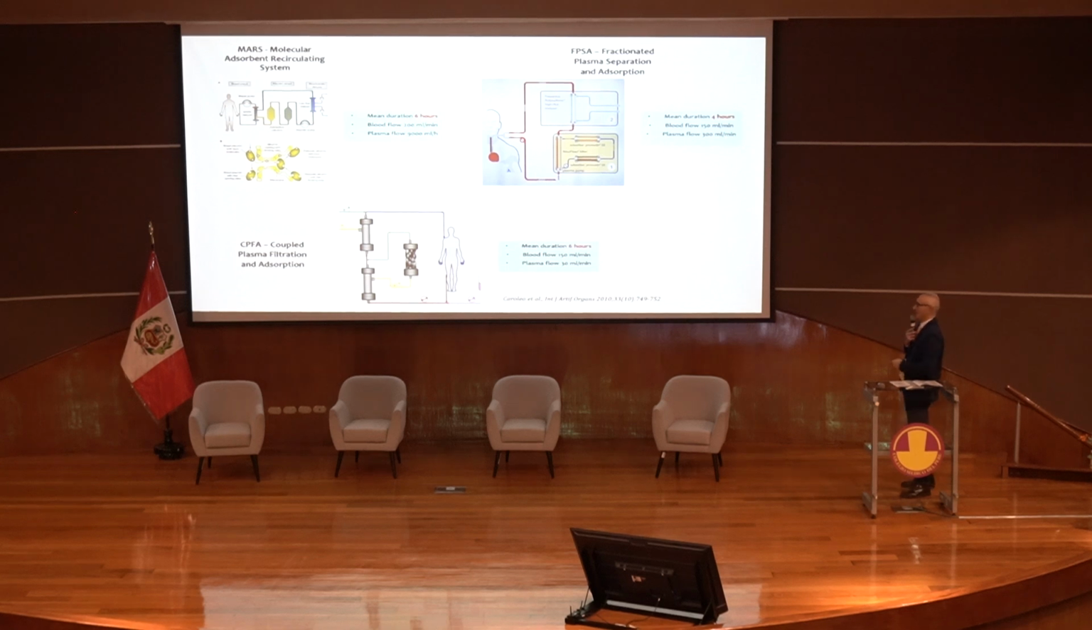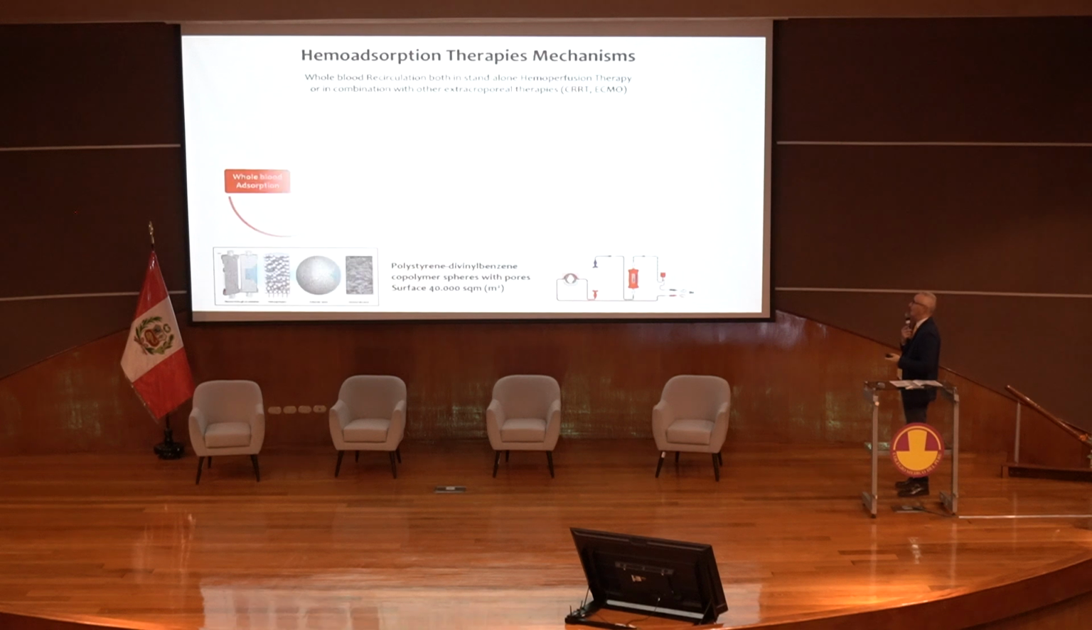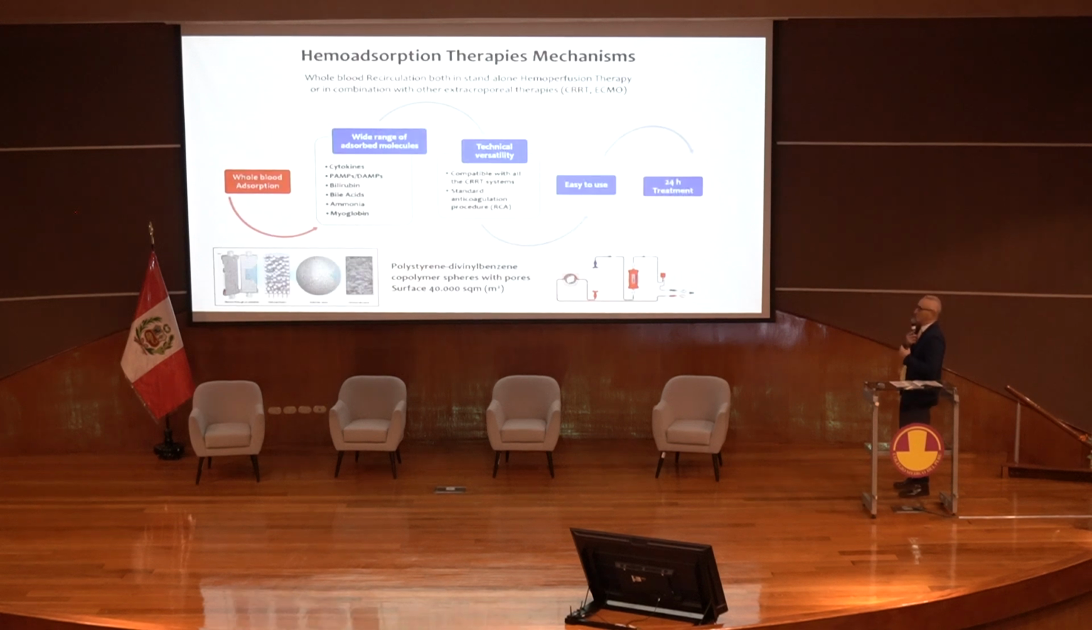The other machines have a treatment duration of more or less 6-8 hours, and CytoSorb is completely different because we have this cartridge that is made of polystyrene and divinylbenzene copolymer spheres. There are many spheres in the cartridge with a contact surface of more or less 40,000 square meters. So it's a big surface that can get the exchange with the blood, with the toxins, of course.